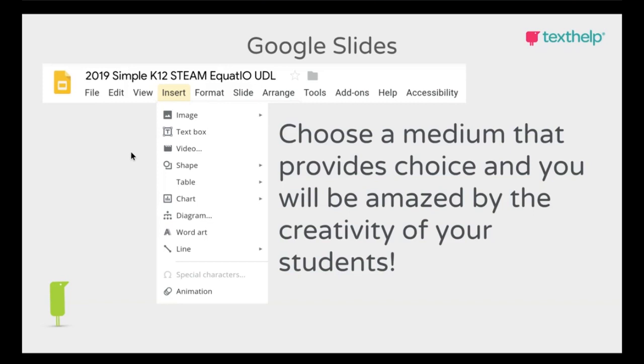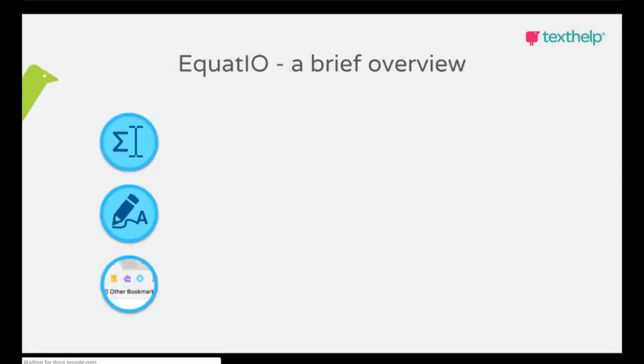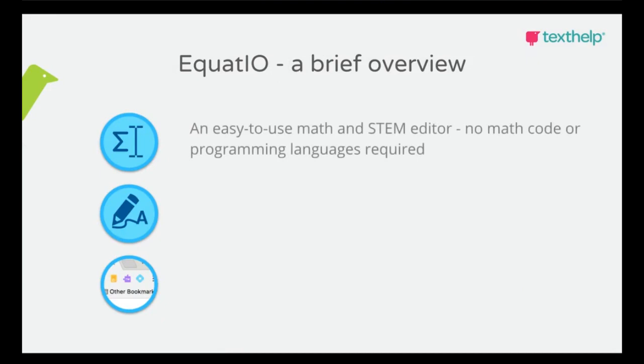And so that's really what EquatIO is all about. And so how do we do this in STEAM? What about digital notation and structure? Well, that's why we built EquatIO. So EquatIO is one of the tools I think that you could use in UDL. There's a lot of other amazing tools.